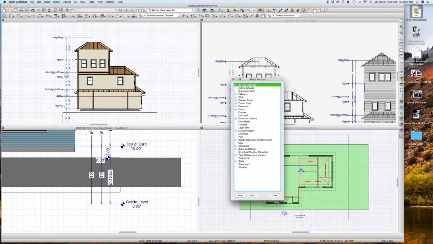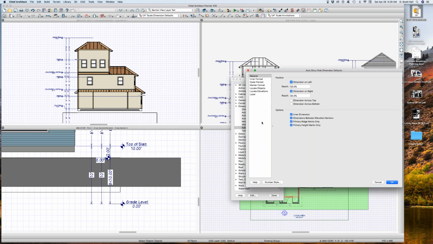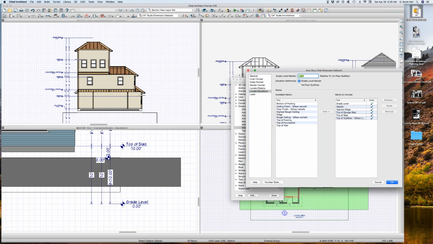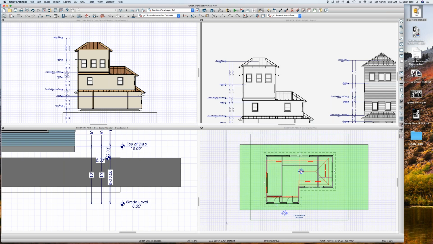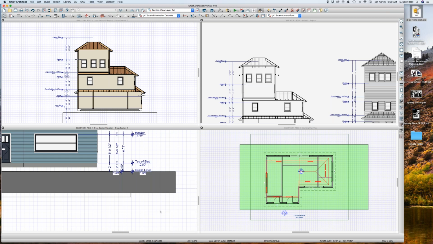Okay. Now suppose I come back, and I don't think this is going to work because I think I piddled around with this forever and I haven't made it work yet. Dimensions. Out of story pole, locate. So the grade level marker should be relative to the first floor, minus 24. I think my finished grade is 24 inches below. So the grade level should read 10 feet, 8 feet. See, it didn't. That is the problem with this thing.